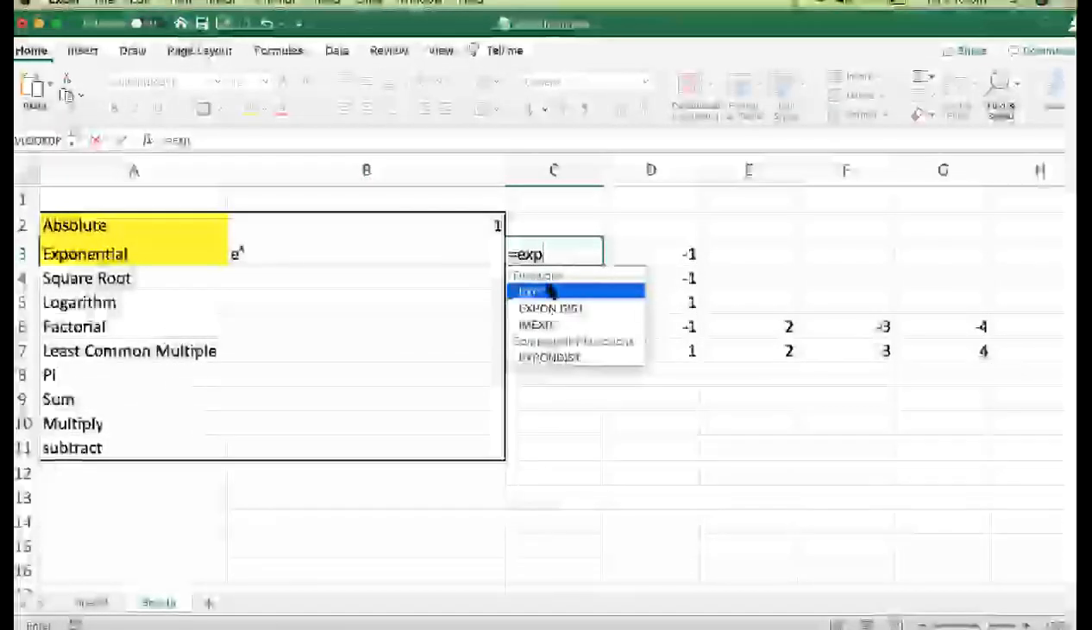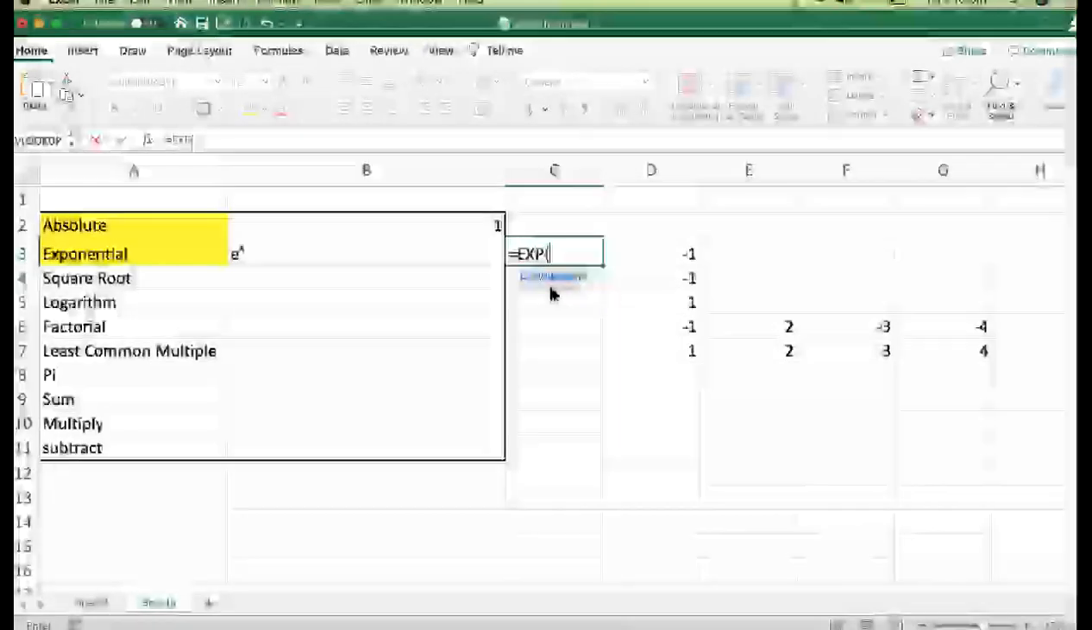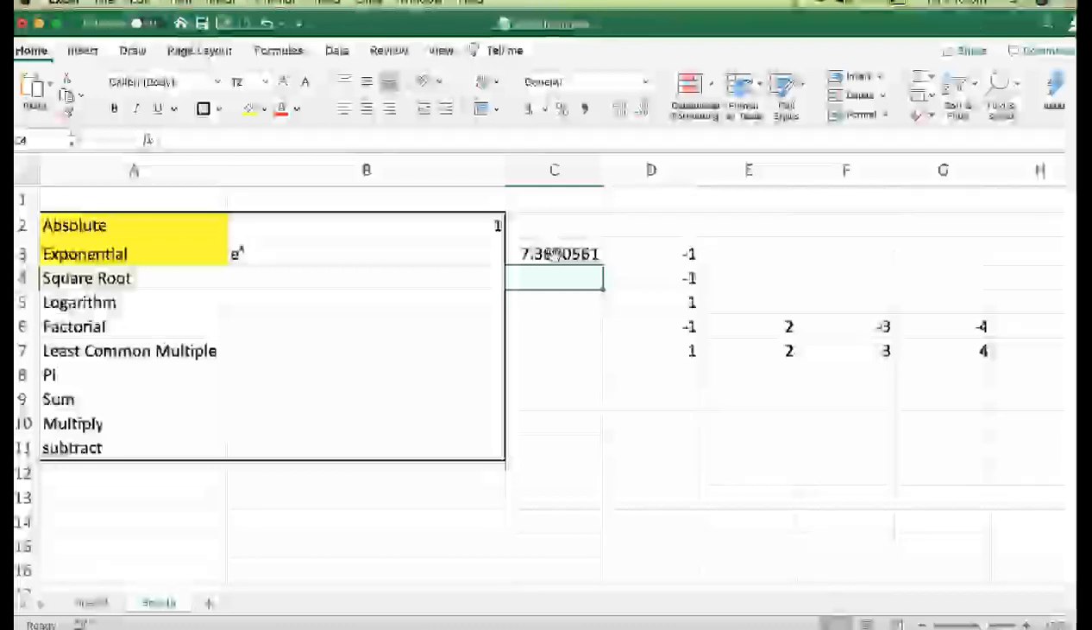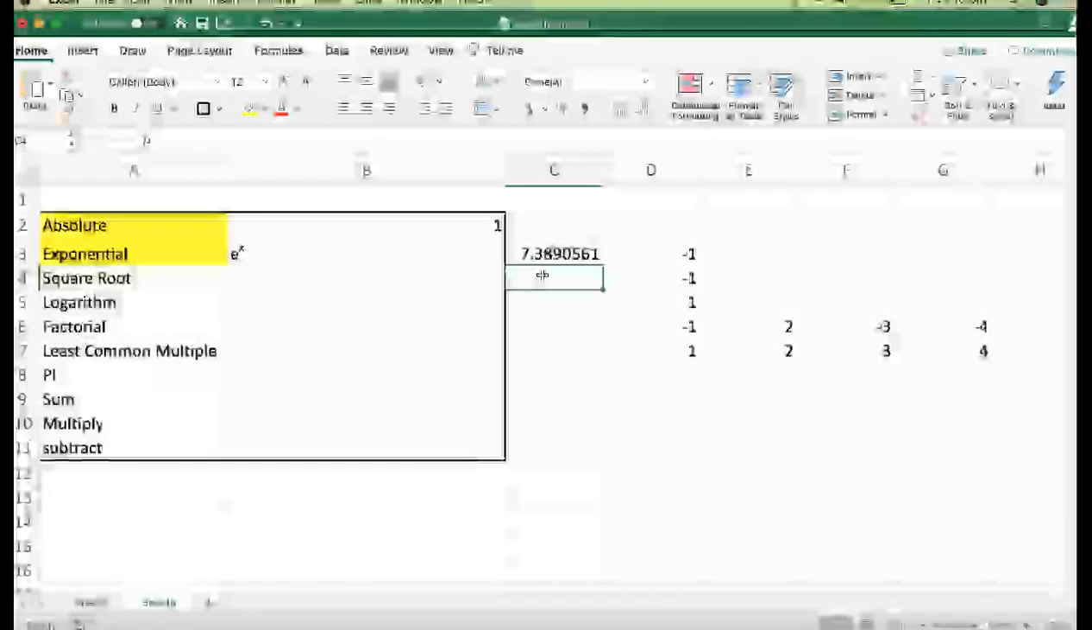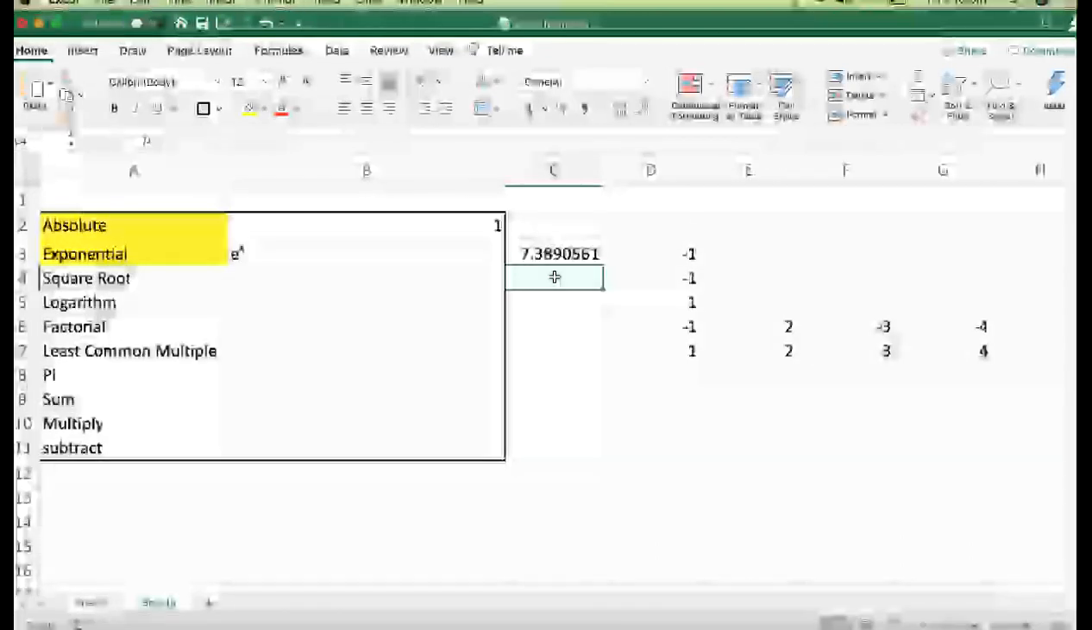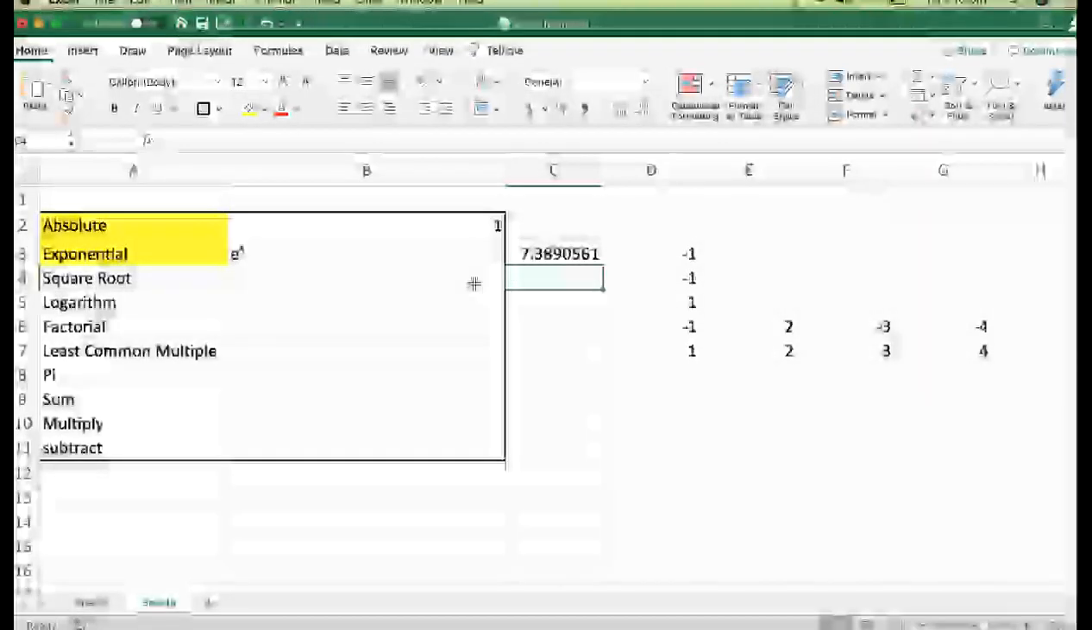So firstly you have to write the formula, that is exp, and then 2, and then close the bracket, this one. So exponential 2 is 7.3. Exponential 3, 4, 5, whatsoever you want to find out, you can do easily by putting the formula.